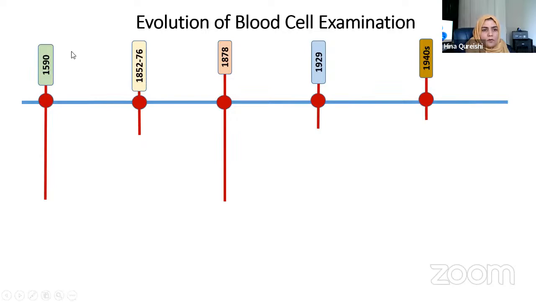I want to go over briefly the evolution of blood cell examination.